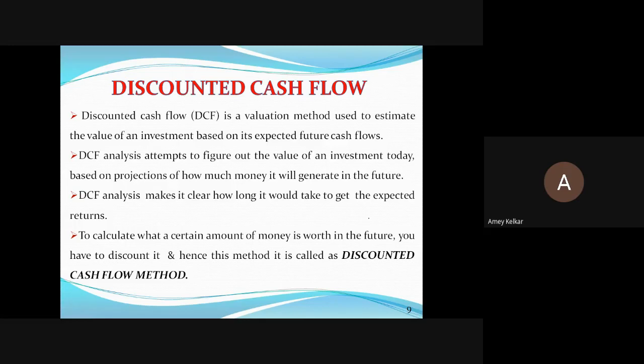If you want some fixed returns, say after 10 years I'm going to retire and at that time I need a fund of 1 crore rupees, how much should I save from today? That again can be calculated using this discounted cash flow method. To make all these calculations, you require a factor which we term the discount factor, and hence this method is known as the discounted cash flow method. This analysis is very nice and it will make things clear to you on how we have to take an investment decision.